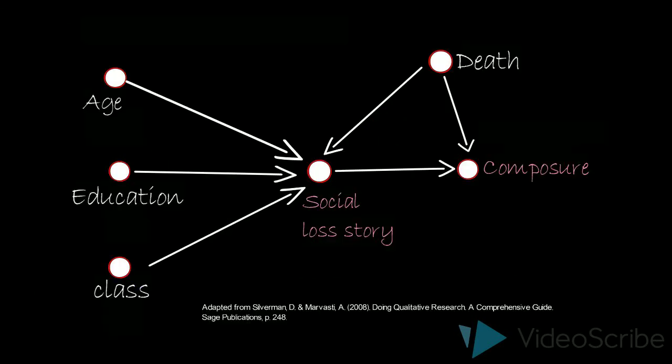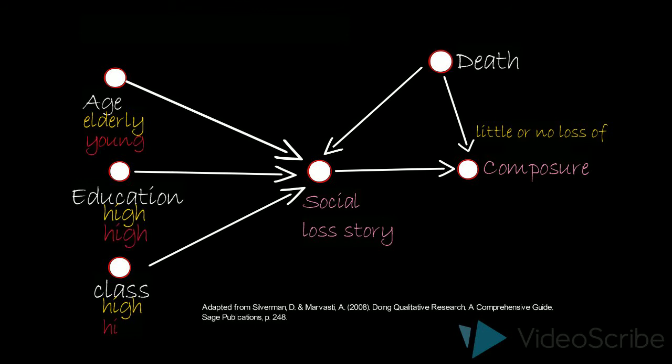The arrows indicate the features of patients considered in high loss stories. The properties of social loss stories interact. For example, if an elderly person of high education and high social status died, this will be less likely to result in the loss of composure. Very different from this would be a situation involving a younger person with high education and social class, which would result in the loss of nurses' composure.